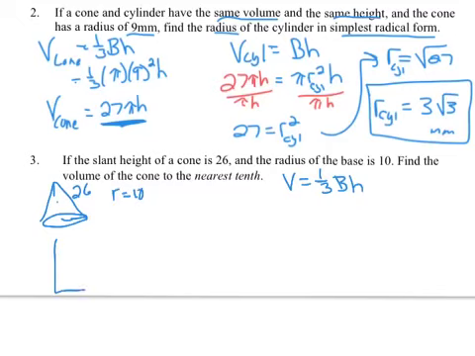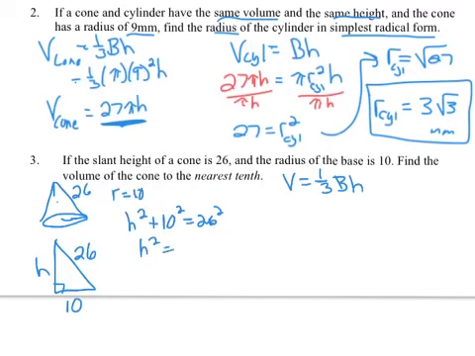I'm going to create a right triangle. The bottom side is 10, the hypotenuse is 26, and we're going to solve for the height. H squared plus 10 squared is equal to 26 squared. And you end up with h squared. When you subtract 100 from the 26 squared, you get 576. That happens to be a perfect square, and your height ends up being 24.